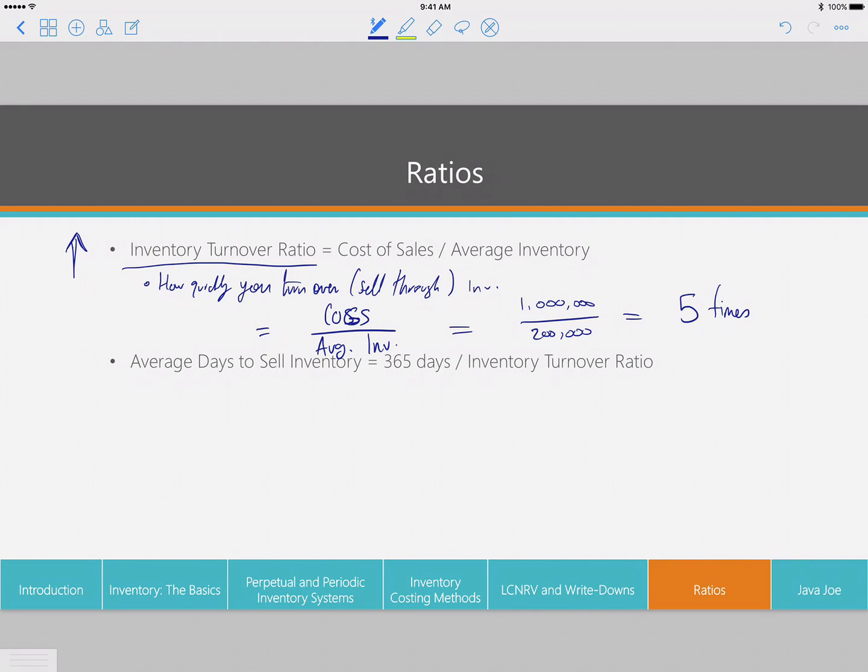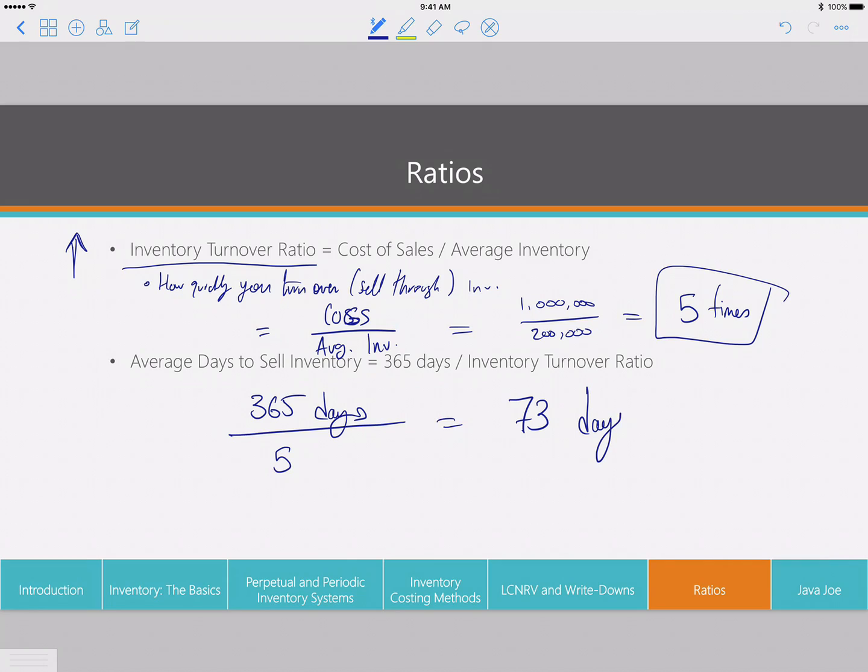The next ratio is the average days to sell inventory. So it's 365 days divided by your inventory turnover ratio. So we'll use what we calculated here, so 5 times. So 365 divided by 5 gives us 73. 73 days. On average, we sell through our inventory every 73 days. So a lower number is better.